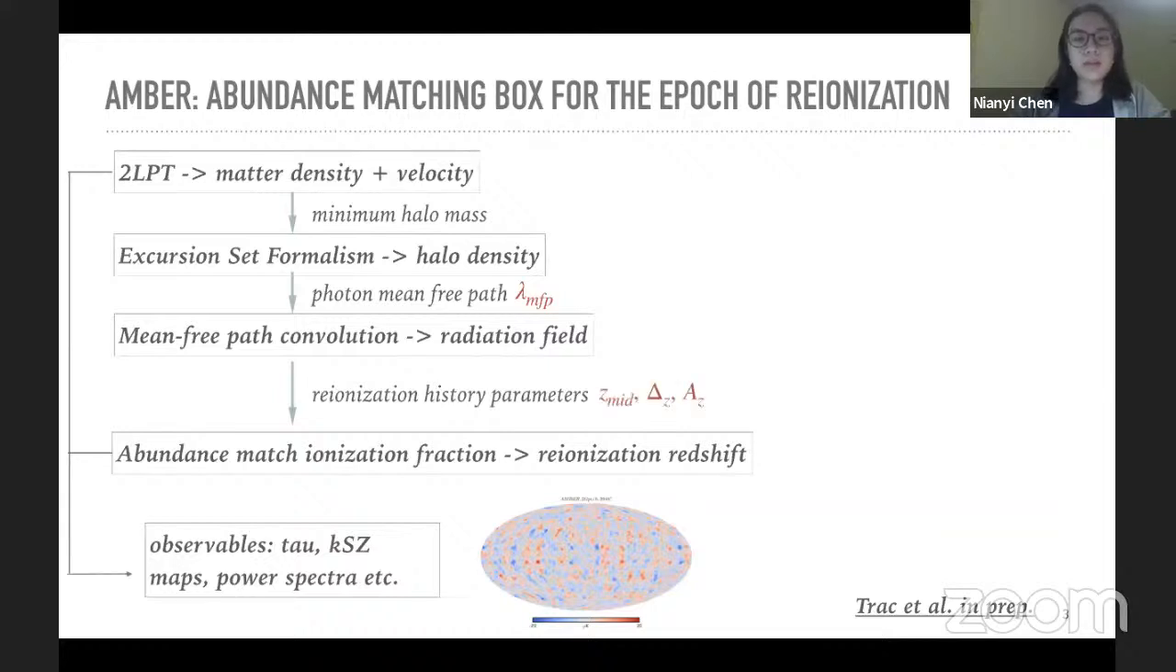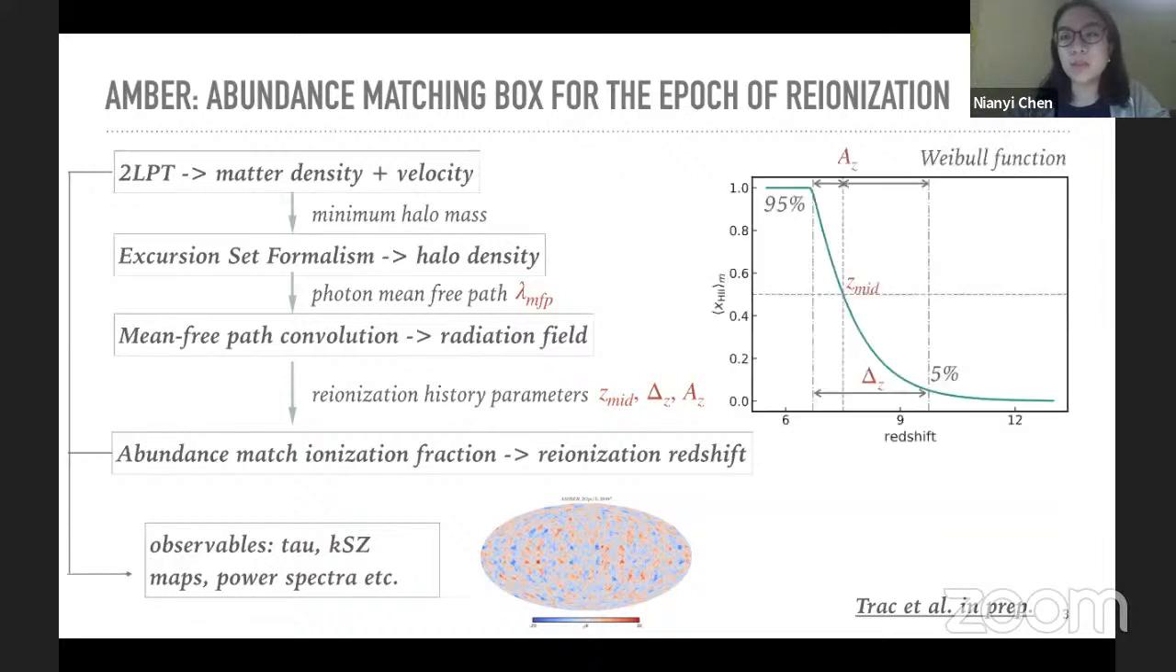The next set of parameters are the reionization history parameters, which are the midpoint redshift, the duration, and the asymmetry of reionization. Let me explain more here. This is a plot of the mass-weighted ionization fraction. And z_mid here means the redshift at which the universe is half ionized by mass. The duration is the difference in redshift between the beginning and the end of reionization. And the asymmetry parameter captures the relative duration of the early part and the later part of reionization.